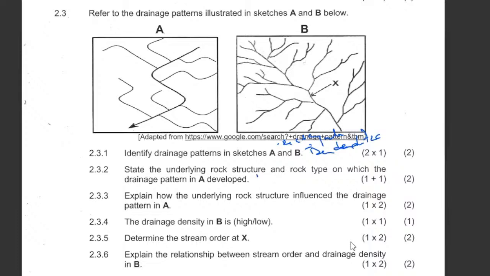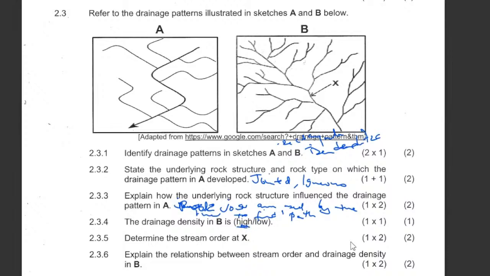The rock structure is going to be jointed, and then the type is going to be igneous. Explain how the underlying rock structure influences the pattern. Rock structure, joints. Rock joints are used by the river to find the path. The drainage density at B is high or low.